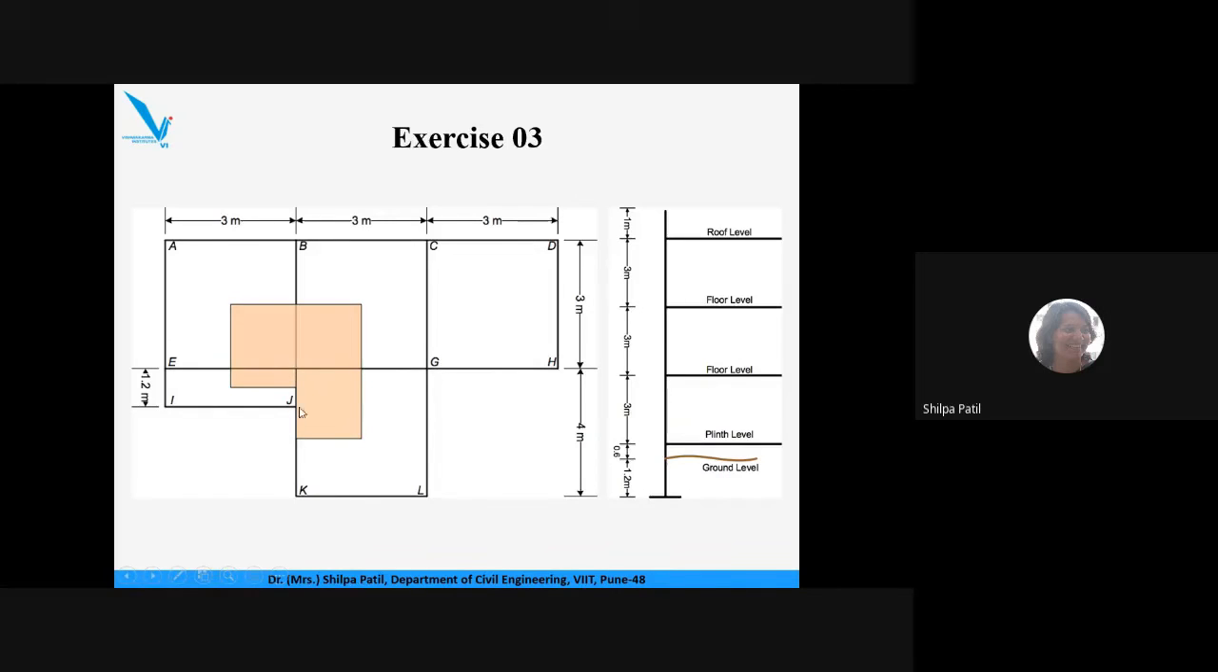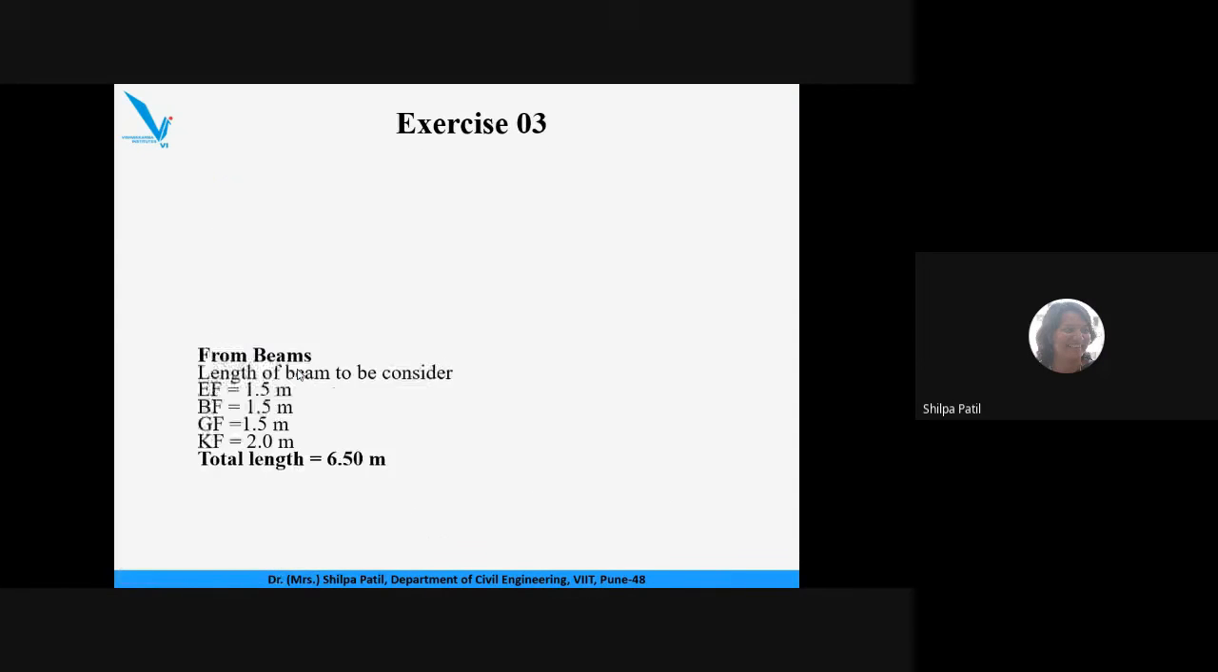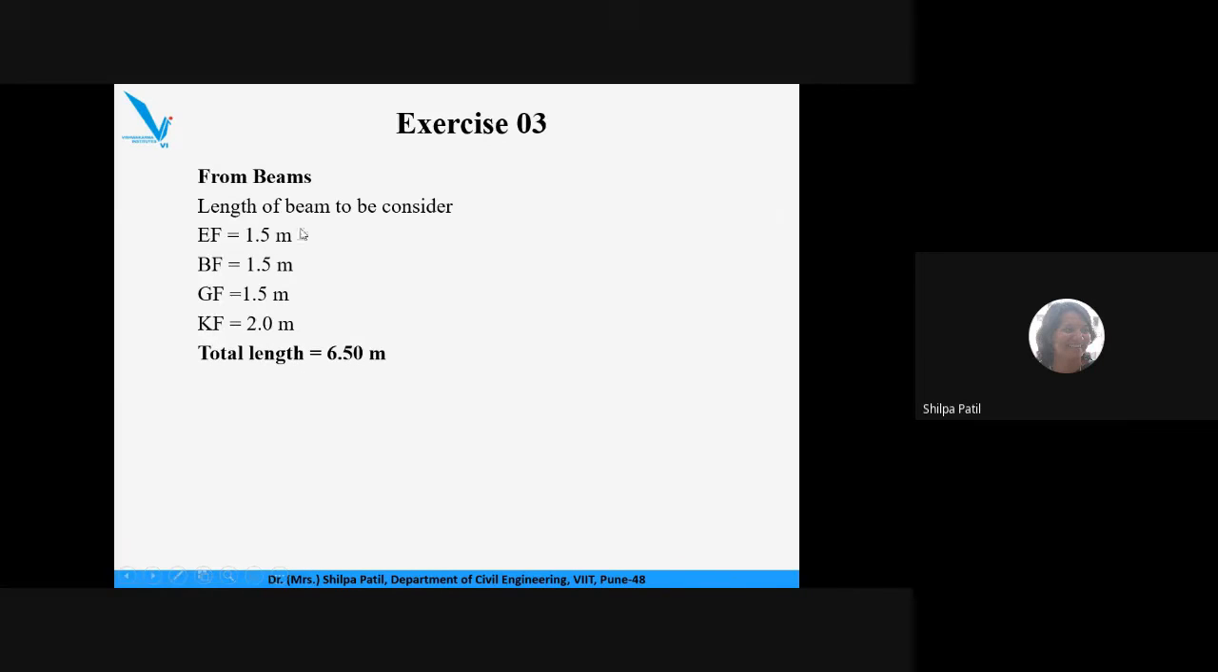Similarly in this direction, this is the total beam I have considered. Instead of JF, I have considered KF, the longer length beam, and half of the beam load is considered acting on F. And similarly from this side, half of the length of the beam I will consider the load from that will act on column F. So the values will be, length will be EF equal to 1.5, BF is also 1.5, GF is also 1.5, and KF is 2 meter because S5 slab has a dimension 4 meter by 3 meter. So KF is 2 meter. So total length coming is 6.5.